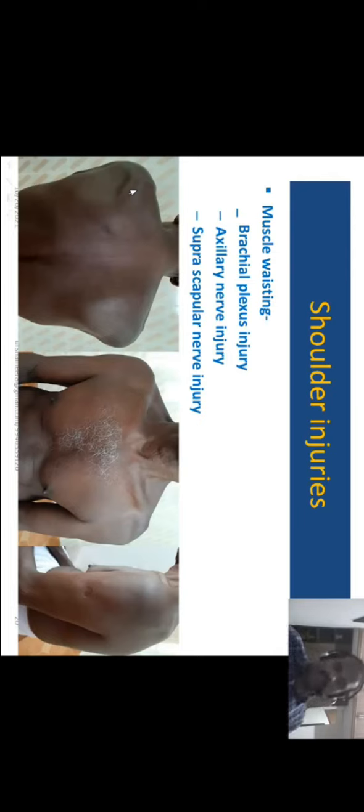Or for differentially diagnosing from the cervical pathology, you write down MRI cervical spine with brachial plexus screening. You have to rule out cervical pathology and brachial plexus pathology. If a patient came with muscle wasting, you go for an EMG study, electromyography study.